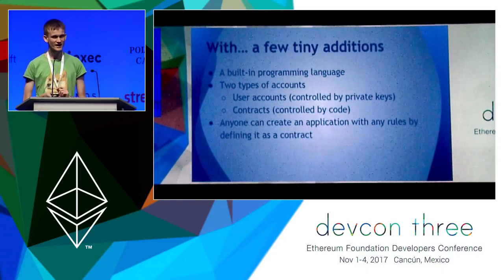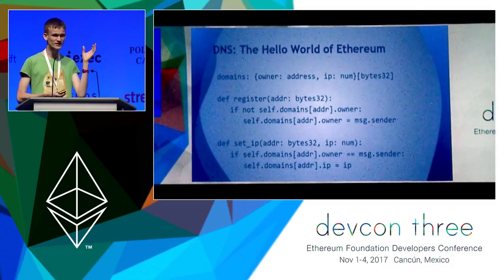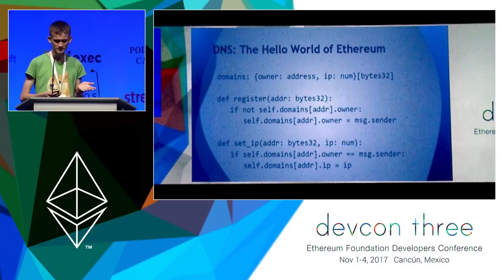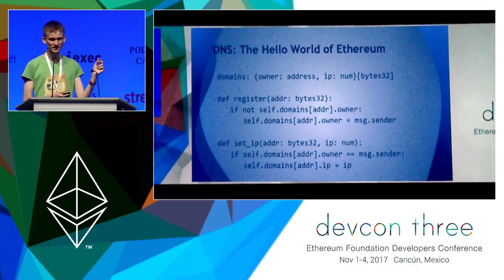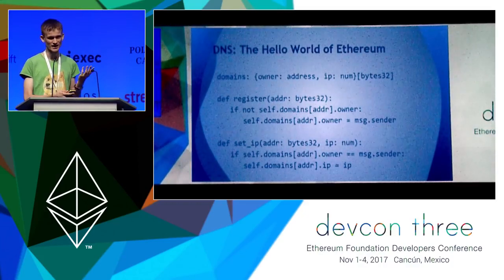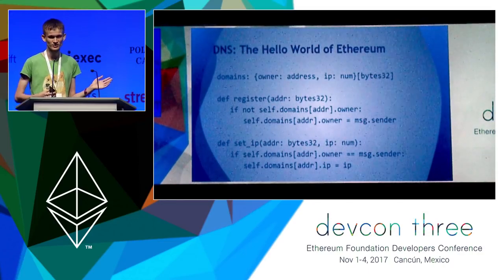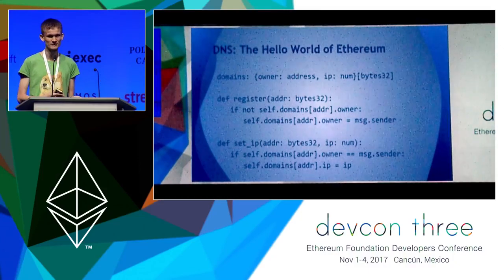So DNS, the hello world of Ethereum, is basically one of the simplest contracts you can write that still does something reasonably useful. So the idea is that this is a piece of code, and you might notice that the code has changed somewhat from last year. Basically, the reason why is that last year's code was written in Serpent, and we now have Viper, which is much better than Serpent, and maybe some people will talk about it later.